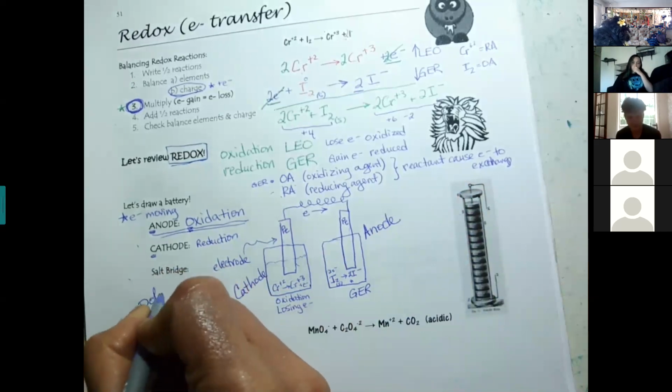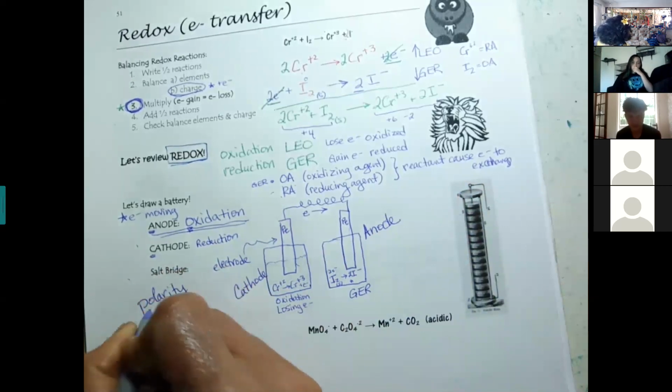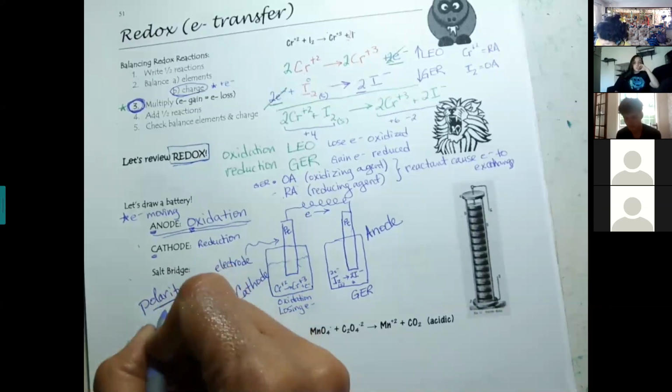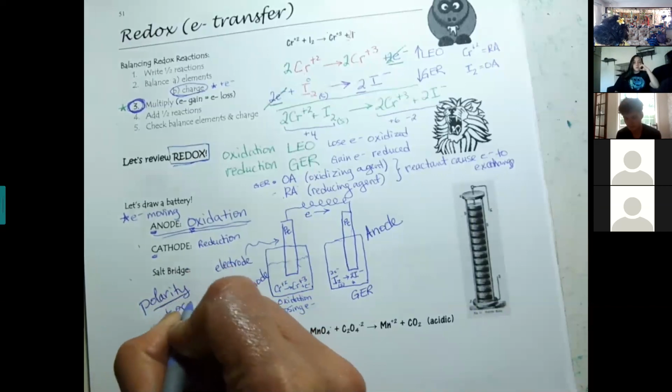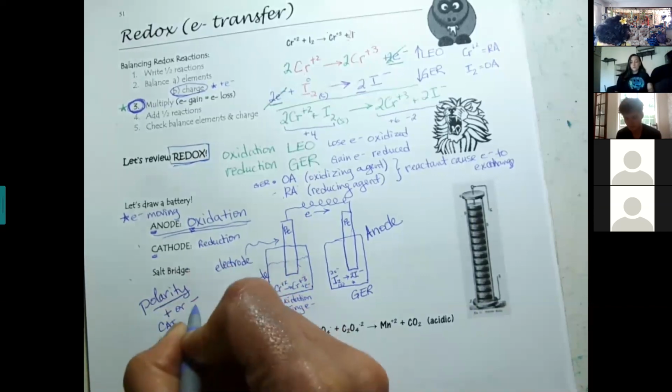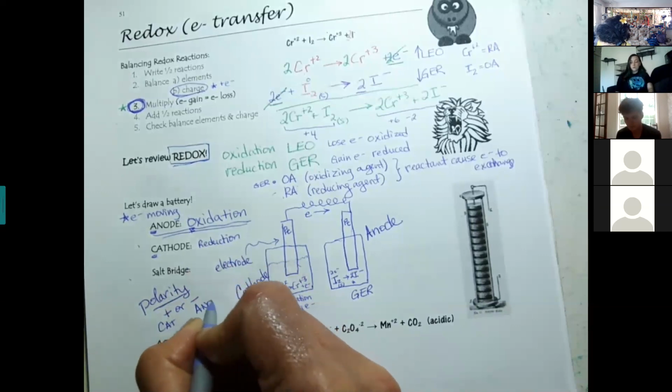And you will always show something called the polarity. So I'll write it down here. The polarity. We'll call it the charge, but it's not really the charge, it's the polarity. It's either positive or negative. The positive is the cathode, and the negative is the anode.